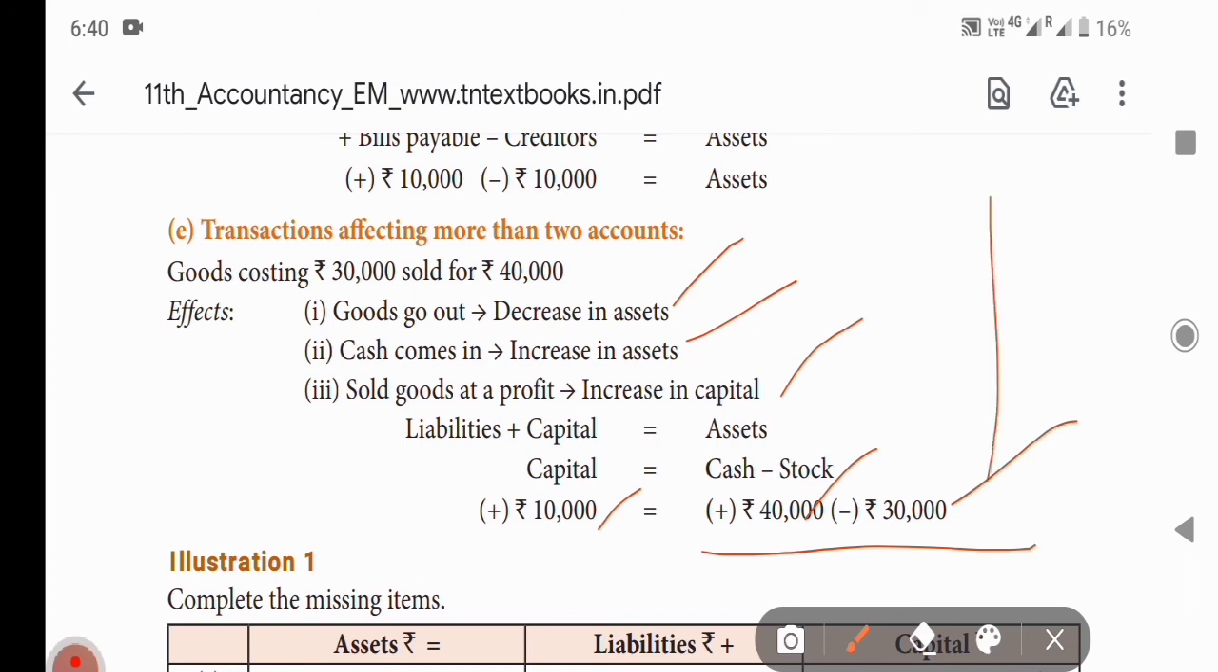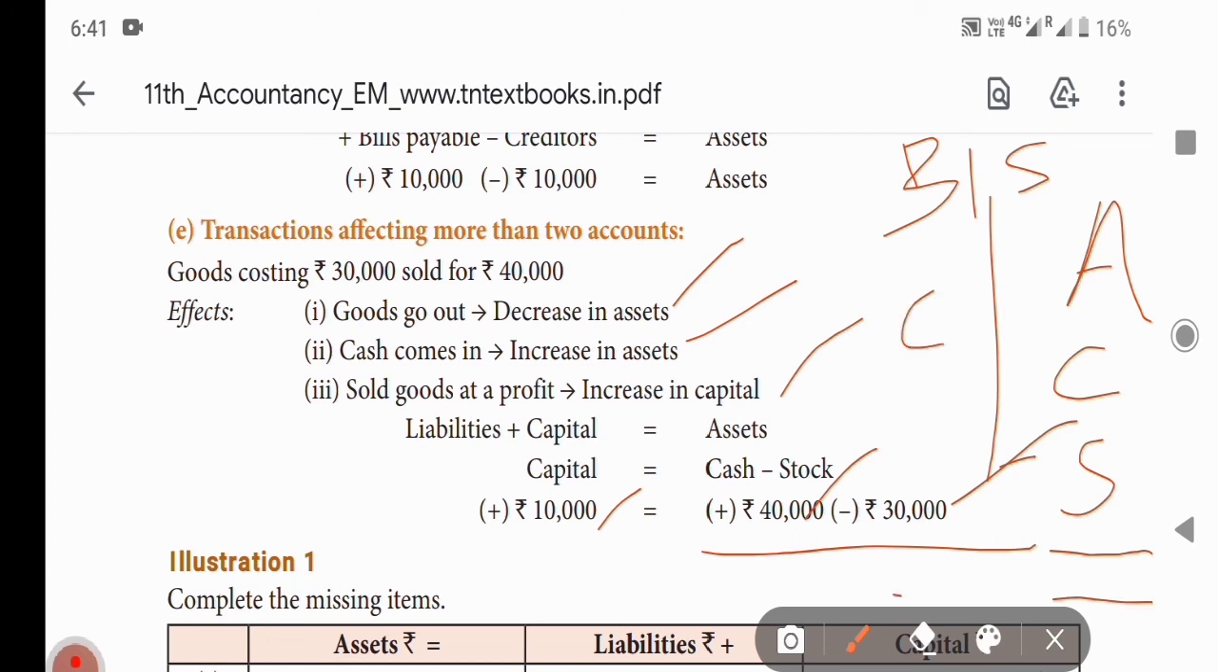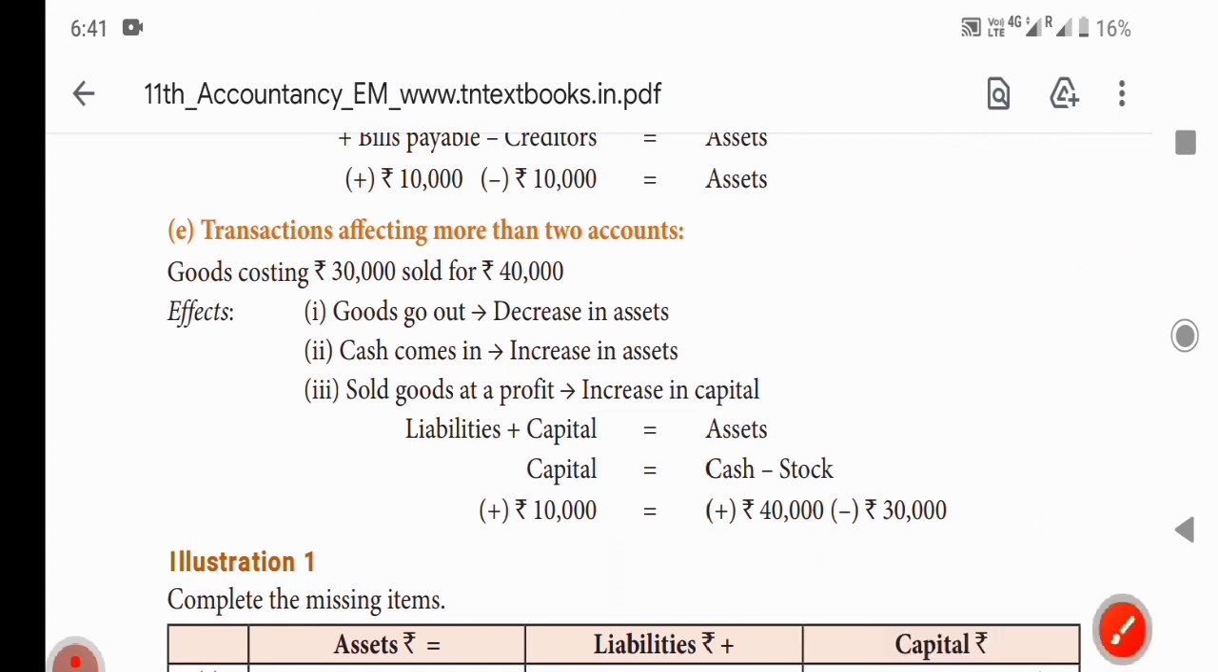In the balance sheet, on the asset side, we should show cash minus stock, that is 10,000, and here it is capital, that is 10,000. So capital is 10,000, cash minus stock is 10,000. Both get tallied. So this is transaction affecting more than two accounts.